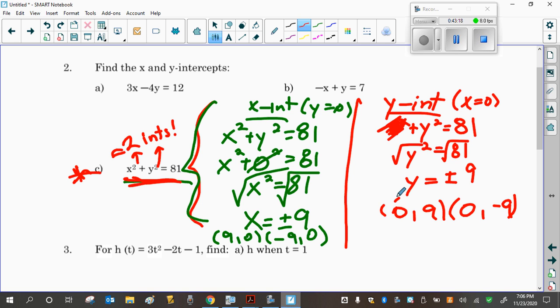How do you know? Well, the first part is x, second part is y. So the y is 9. The y is negative 9. Here, the x is 9. The x is negative 9. Oh, at last. I'm loving it. Hey, good job. Let's go number 3.